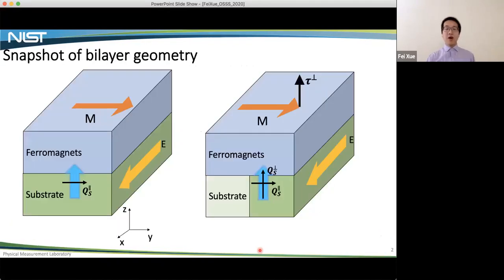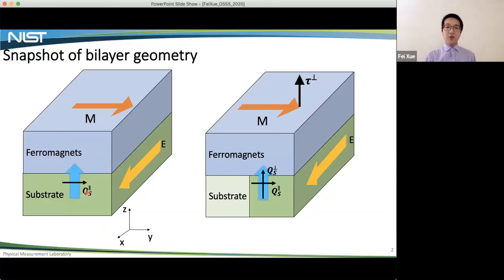Before I go into details, let me take a snapshot of the bilayer geometry I will talk about throughout the talk again and again. Here is a conventional bilayer structure we study in spin-orbit torque. We have a substrate, normally a non-magnetic heavy metal such as platinum, and on top of that, we have a ferromagnet. It can be Permalloy or cobalt or any other ferromagnet.